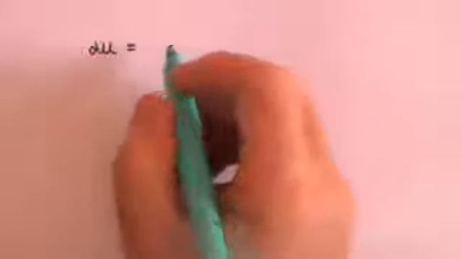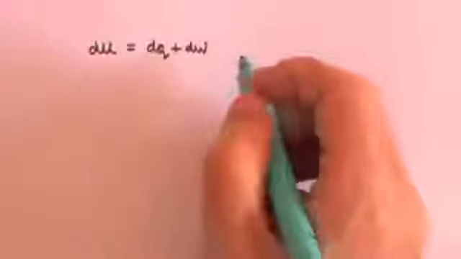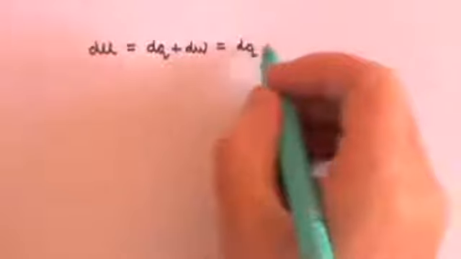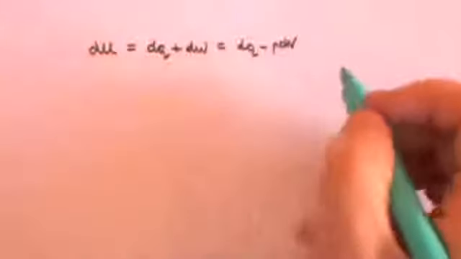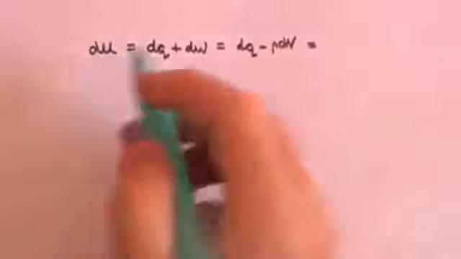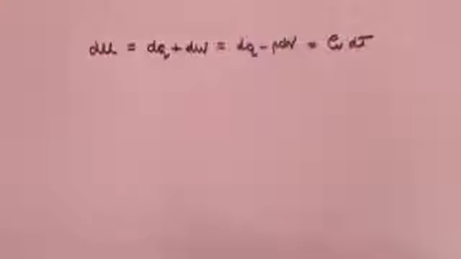So just to recap, we have shown that the change in energy is equal to dq plus dw. That's the first law of thermodynamics. But that is equal to dq minus PdV. We showed that earlier in the video. And we've also shown that dU is equal to the heat capacity at constant volume times dT. So all of those things have been shown in this video.